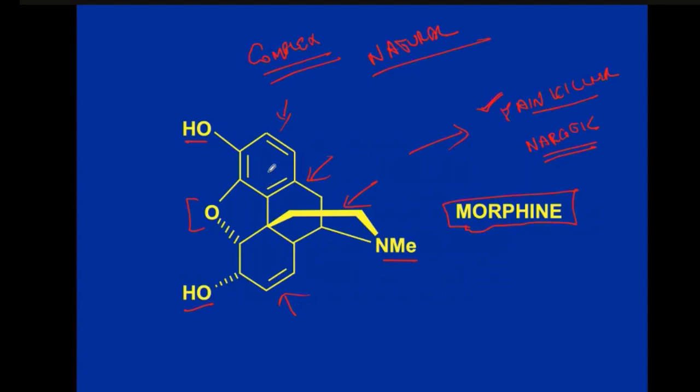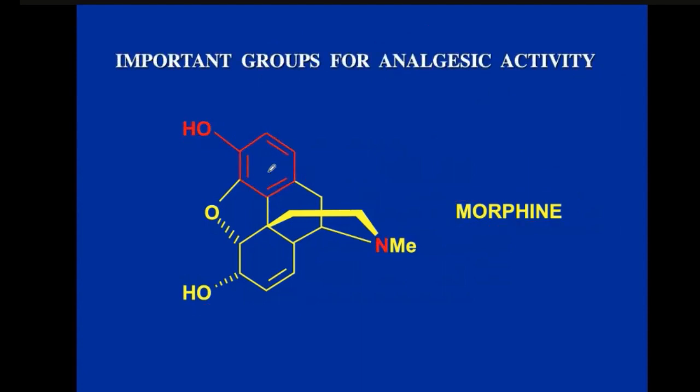So I'm going to show another version of morphine, right? Here some groups are highlighted in yellow color. Those are the important groups for its analgesic activity. Again, I repeat, morphine has different activities. Narcotic activity is also exhibited by morphine. If we think of analgesic activity, the groups highlighted here in red color, the OH group here, the benzene ring here, and the nitrogen here, those are the groups which are important for its analgesic activity, right?